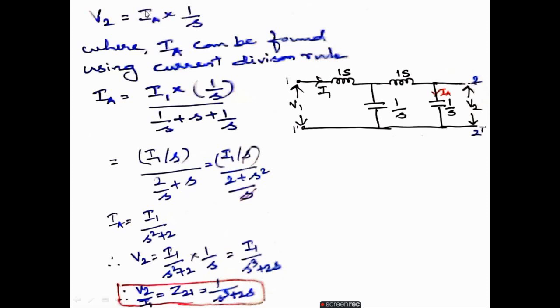Once you multiply that here, V2 is equal to I1 by S cube plus 2S. Bringing I1 over, V2 by I1, which is Z21, is simply 1 by S cube plus 2S. You can find these values by forming voltage equations, or by finding the equivalent impedance and applying the current division method.